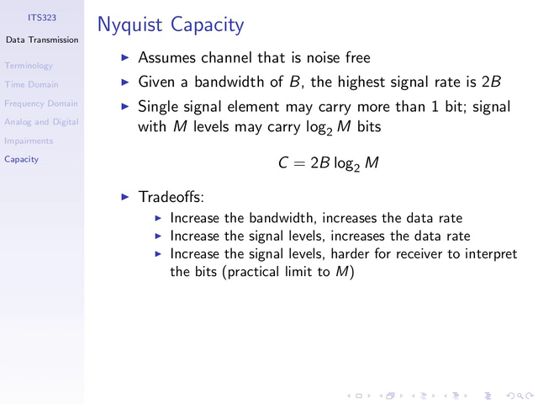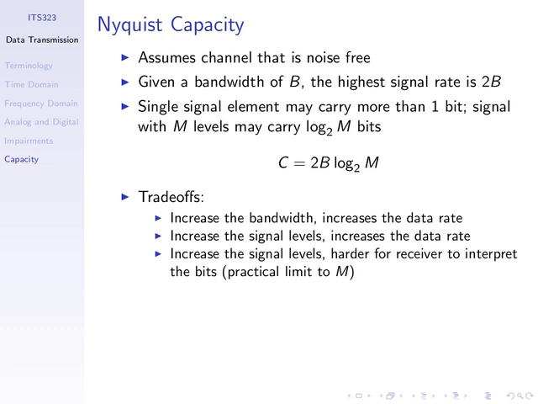So, the Nyquist capacity relates bandwidth, the signaling scheme, more specifically the way that we map levels to the binary data, and data rate. And we see from this equation, if I double my bandwidth, I will double my data rate or capacity. Increasing bandwidth increases data rate. We saw that last week. Increase the number of signal levels, increase M, increases the data rate.